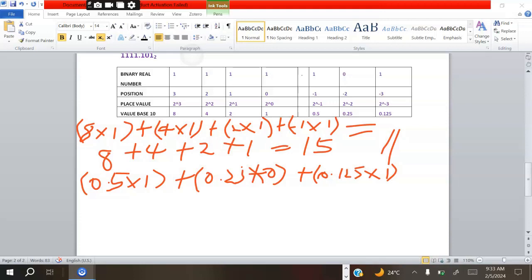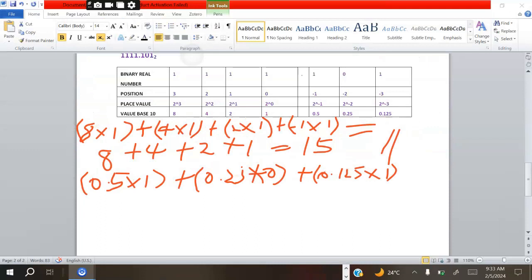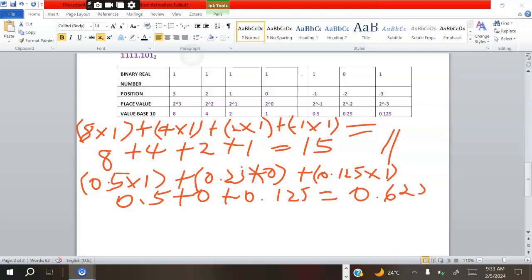Okay, next step, let's get the value. This one multiplied by this one, you get 0. Supposed to get 0.5 plus 0 plus 0.125, which is giving us 0.625. We have a 6, which is supposed to be 6 to 5.